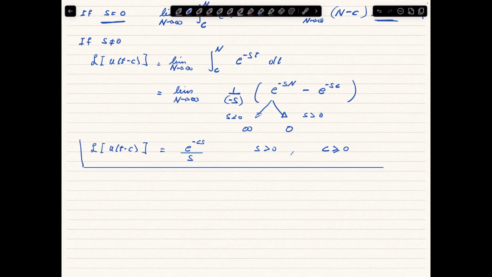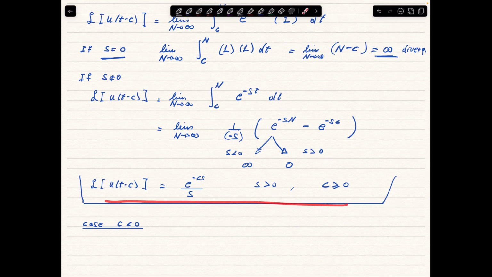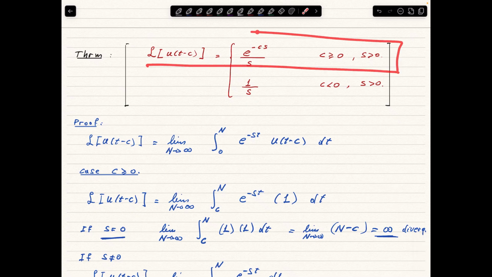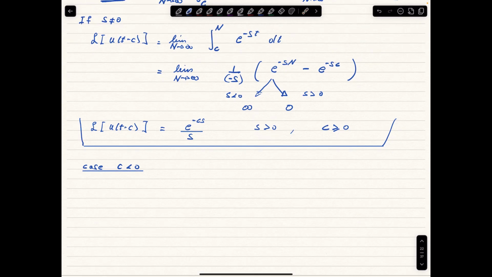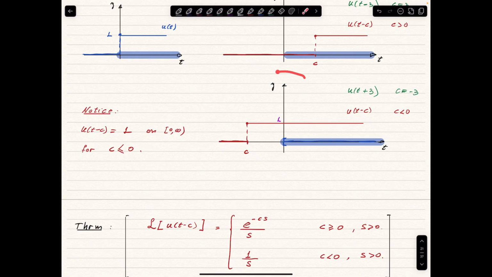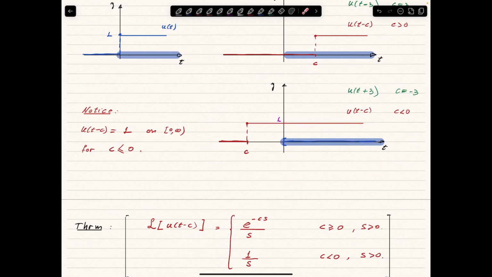So now let's see what happens in the case c negative. Recall that the formula we obtained right here is that formula here. Now we need to see what happens in the case c negative. We are trying to compute the Laplace transform of the step in this case where c is negative, but in that case we are integrating always between 0 and infinity, and in this case the step function is identical to the function 1.